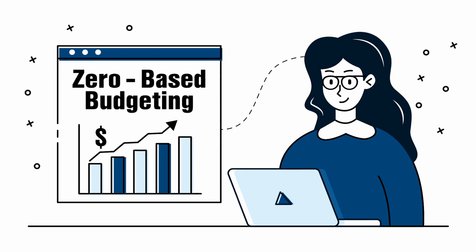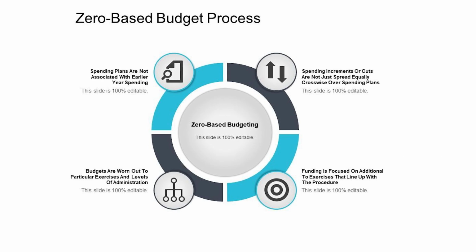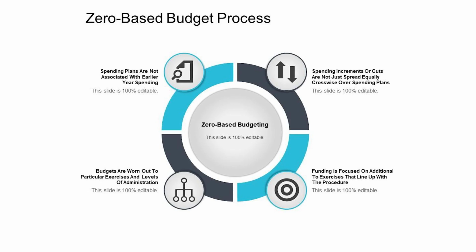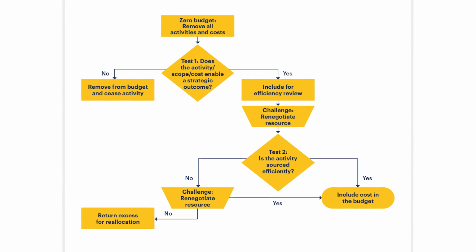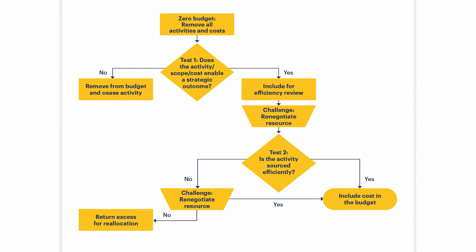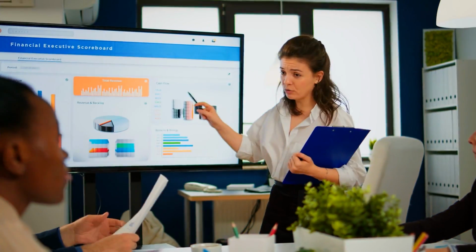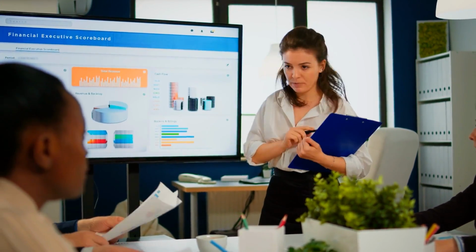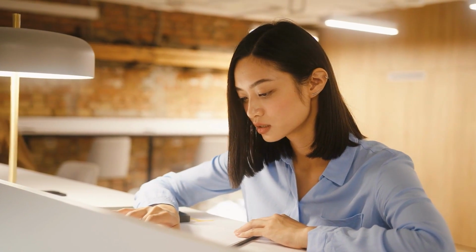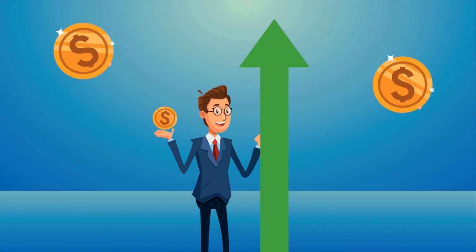Zero-based budgeting is a budgeting technique in which all expenses must be justified for a new period or year starting from zero, versus starting with the previous budget and adjusting it as needed. Zero-based budgeting is a highly effective business planning tool to help a company identify and eliminate unnecessary costs, keep control of your spending, and focus on high-profit initiatives.